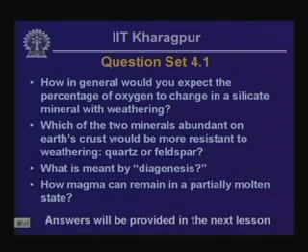The second question is, which of the two minerals abundant in Earth's crust would be more resistant to weathering, quartz or feldspar? The third question is, what is meant by diagenesis? And the fourth one is, how can magma remain in a partially molten state? Try answering these questions. I will help you out with the answers when we meet next time.